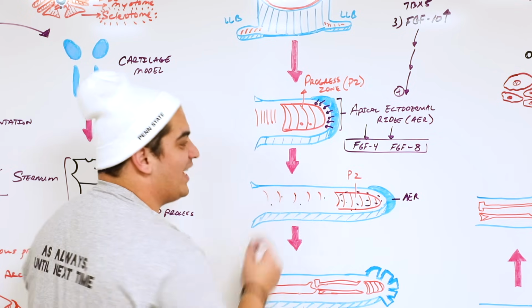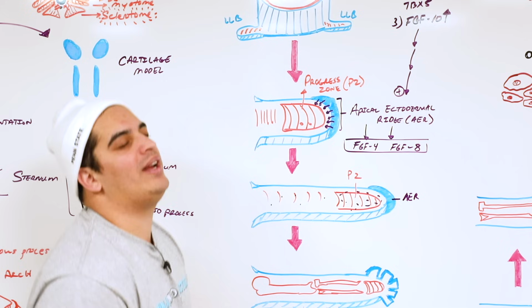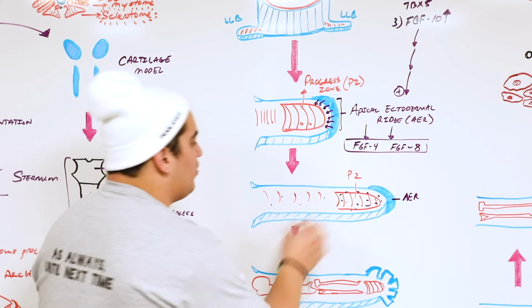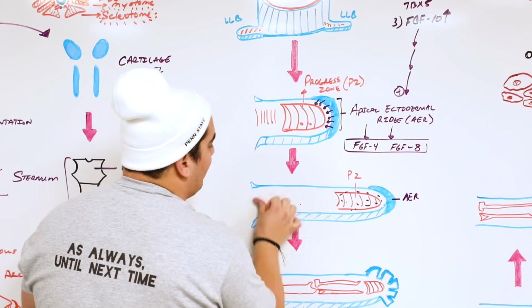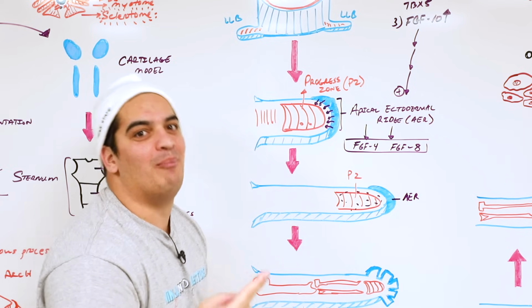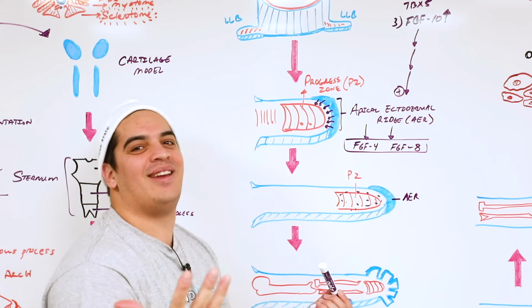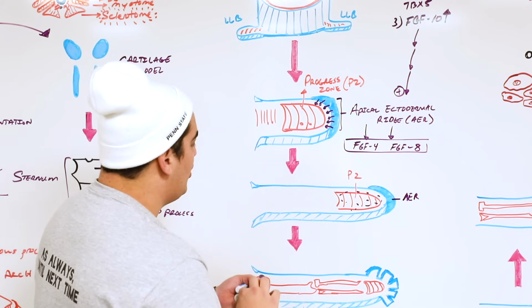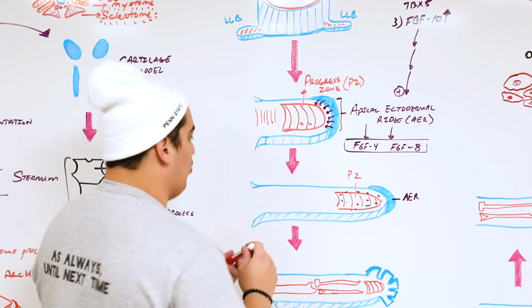So if they don't proliferate, guess what they do? They differentiate. And if these mesodermal cells differentiate, what do you think they differentiate to? Cartilage. Then from cartilage to bone. What is that called? Endochondral ossification. So what are we going to make? Bone.